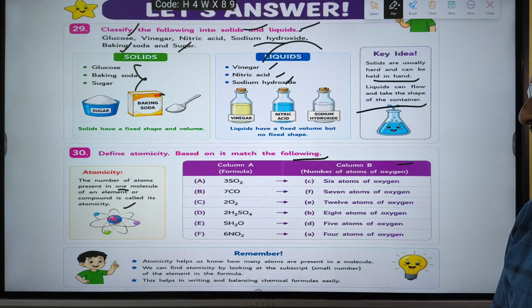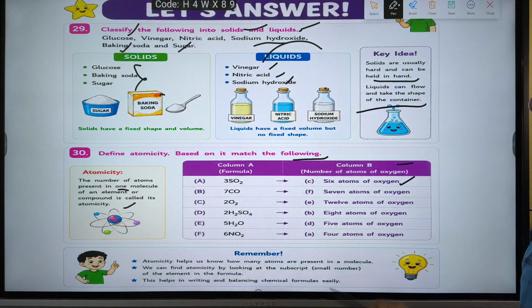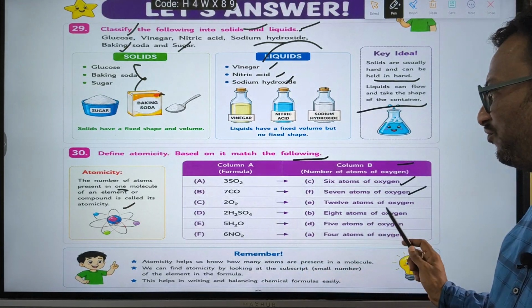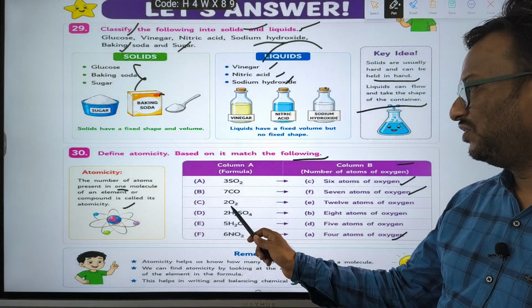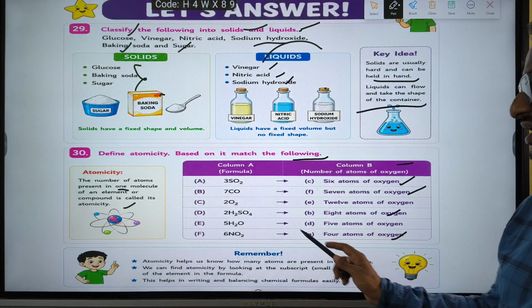3SO2: how many oxygen atoms are present? 3 times 2 is 6. That is 6 oxygen atoms. 7CO, 7 oxygen atoms. 2O2, 4 oxygen atoms. 2H2SO4 contains 2 times 4 is 8 oxygen atoms.